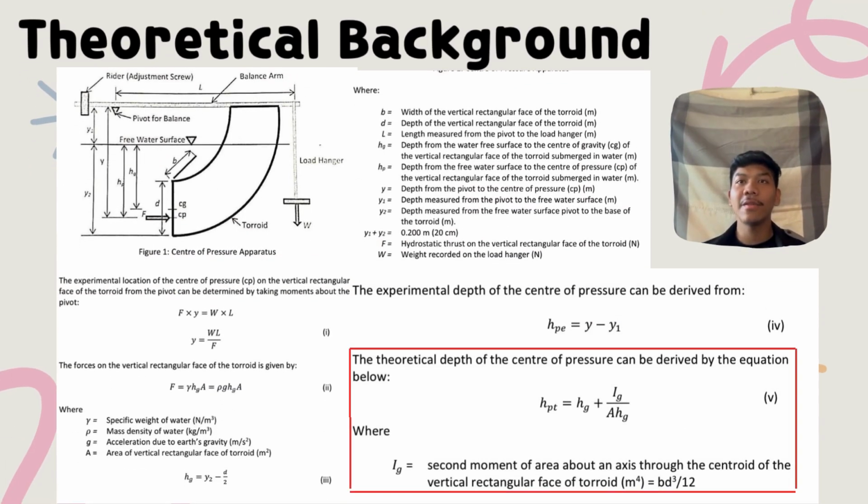The theoretical depth of the center of pressure can be derived by the equation below. HPT equals Hg plus Ig over A Hg, where Ig is the second moment of area about an axis through the center of the vertical rectangular face of the toroid, which is B D cubed over 12.